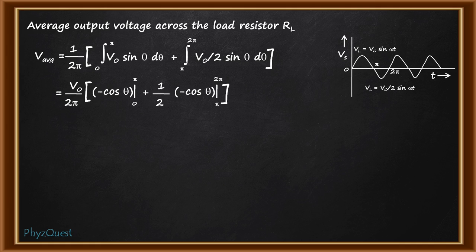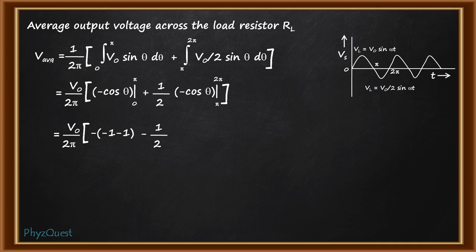So this will be equal to V naught by 2 pi. Now there is a minus sign here, in the first term I am talking about. So now minus here, cos pi will be equal to minus 1 and cos 0 is equal to 1. So the first term will be minus of minus 1 minus 1. Now again in the second term there is already a minus, if you take it out, it will be minus half.